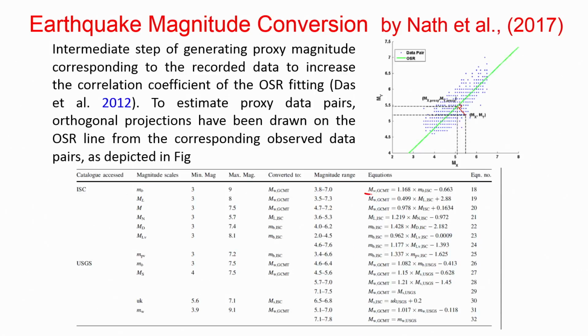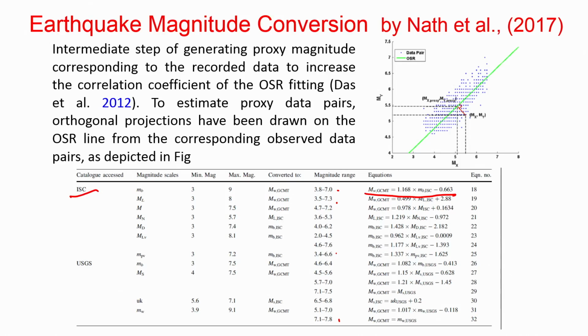Okay, this is the equation for the typical conversion. They used two different sets of data and numbers of data. They mention the minimum magnitude, maximum magnitude, and converted magnitude range. Okay, so the equation number is for the paper reference actually. You can see the equation range. Which earthquake should use what conversion, all these things you should know.